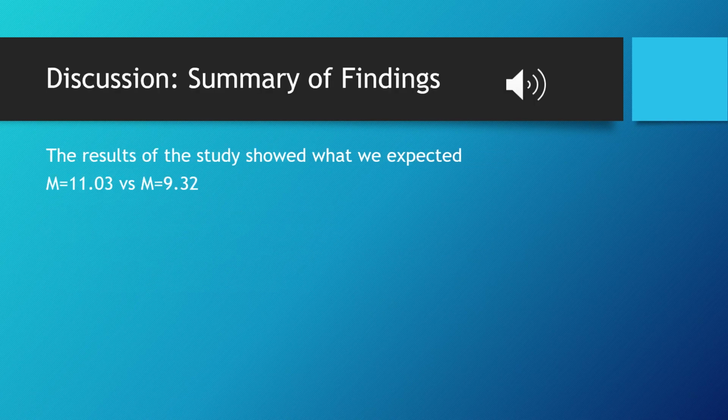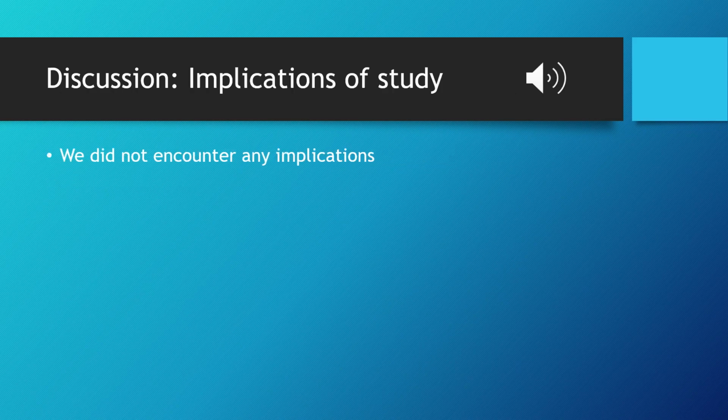The results of our study showed what we expected. We expected that people would remember more shorter words than longer words, and this was in fact true based off of our study. As aforementioned, the mean for shorter words was 11.03, and the mean for longer words was 9.32. The whole process of our study went smoothly, and we did not encounter any implications at all.